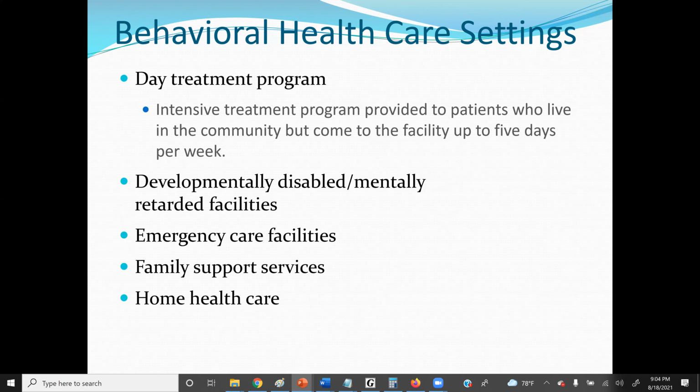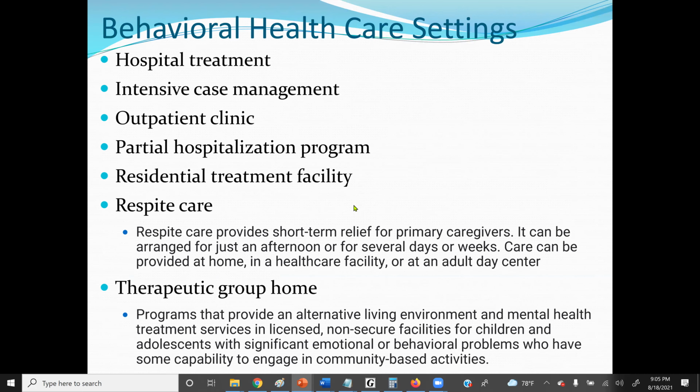And also developmental, disabled, mentally retarded facilities. These facilities may offer special services to, again, patients who are mentally retarded. There may be some devices, specialists that, again, will take care of them. Also, we have emergency care facilities in the behavioral health care settings also. We have family support services and home health care also. And there's hospital treatment. Also, there's intensive care case management.